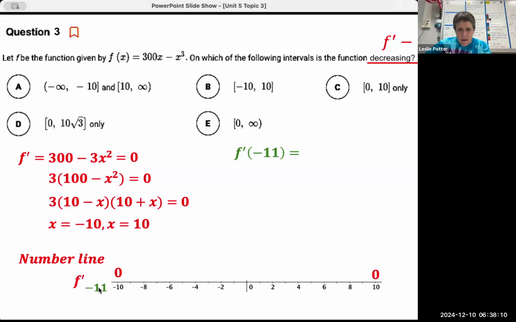And they expect you to know that based on the fact that they gave you a polynomial. So I'm going to test 11 out here, negative 11, excuse me, misspoke. I'm going to test negative 11. So I'm going to put negative 11 into this expression of the derivative, 3 times the quantity 100 minus x squared.